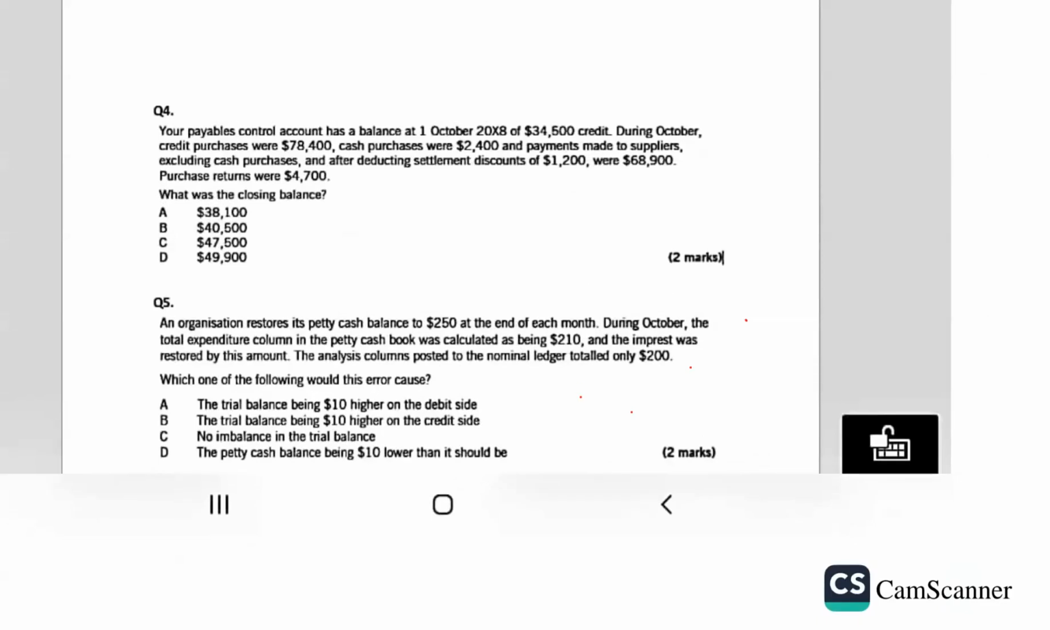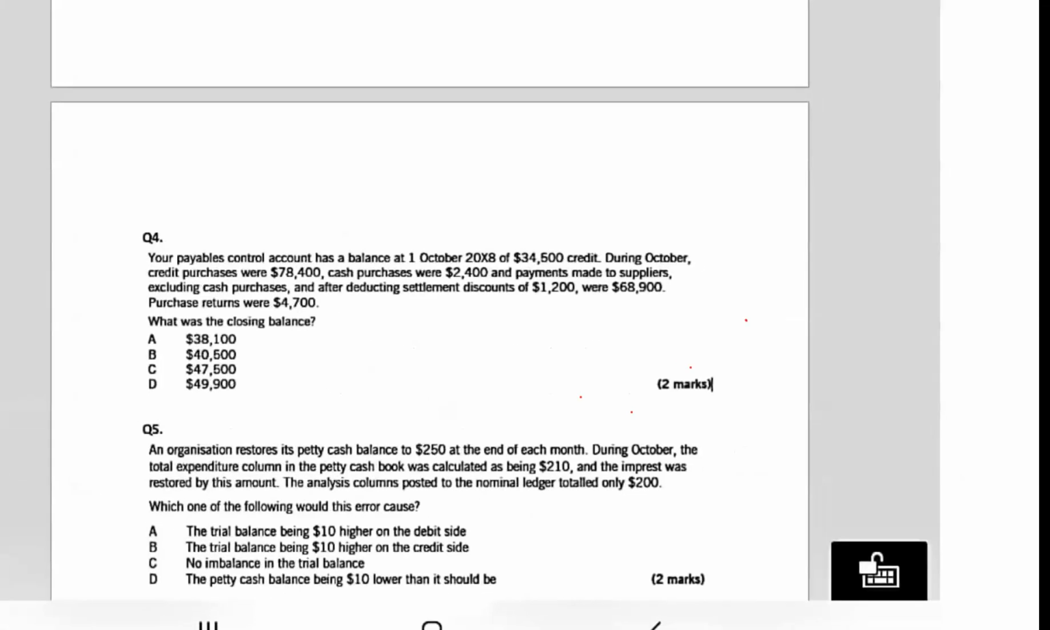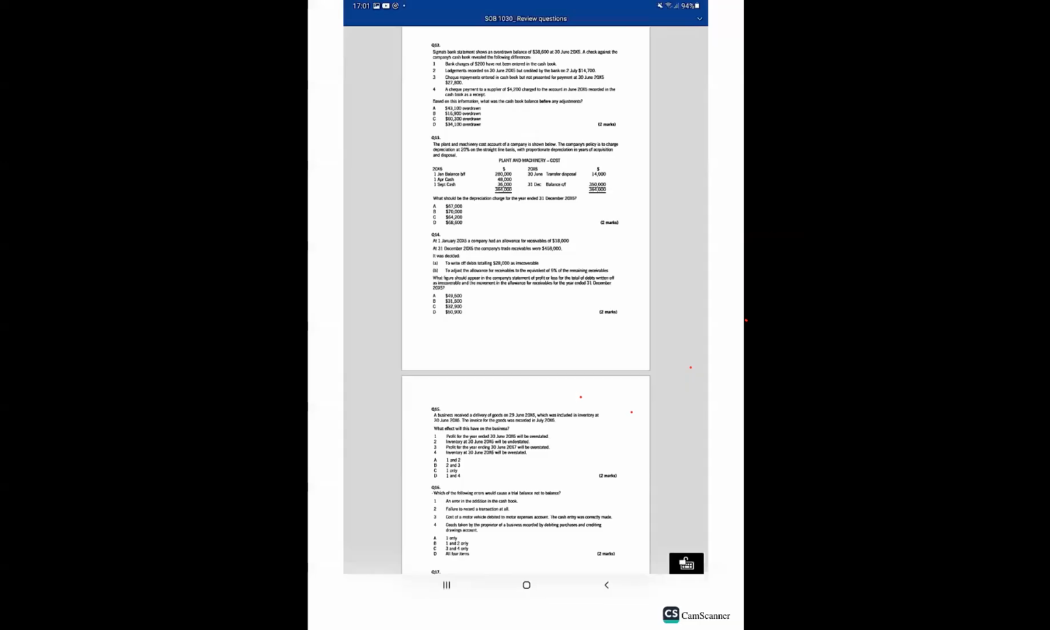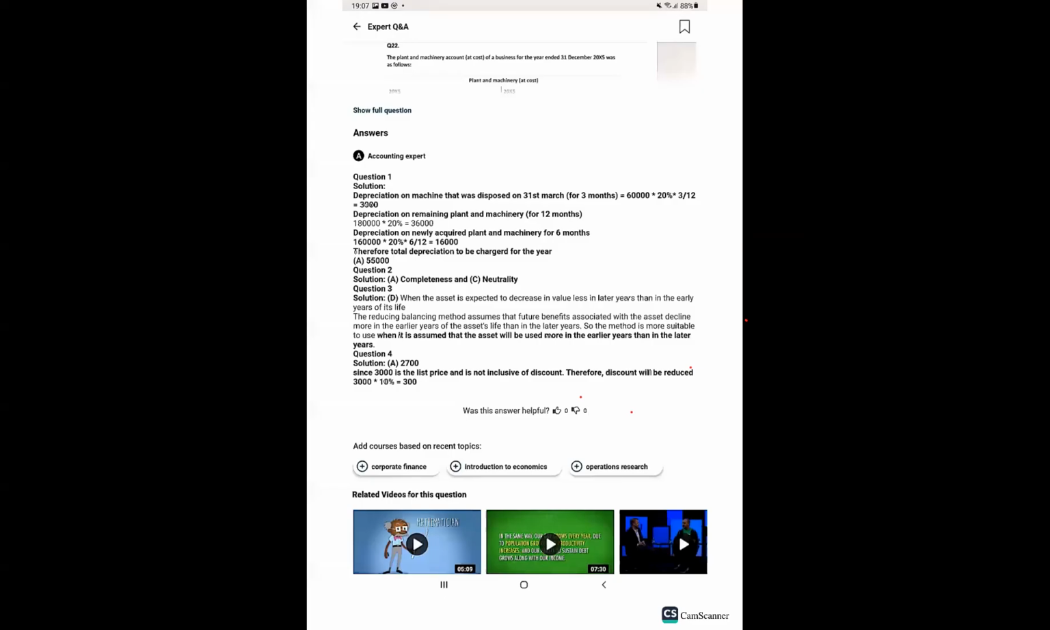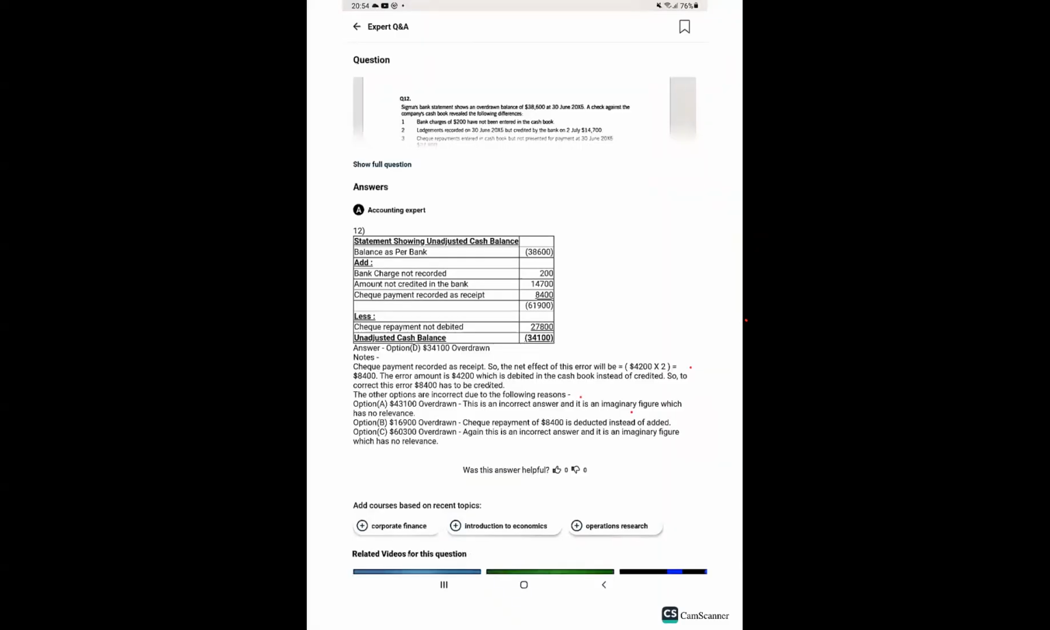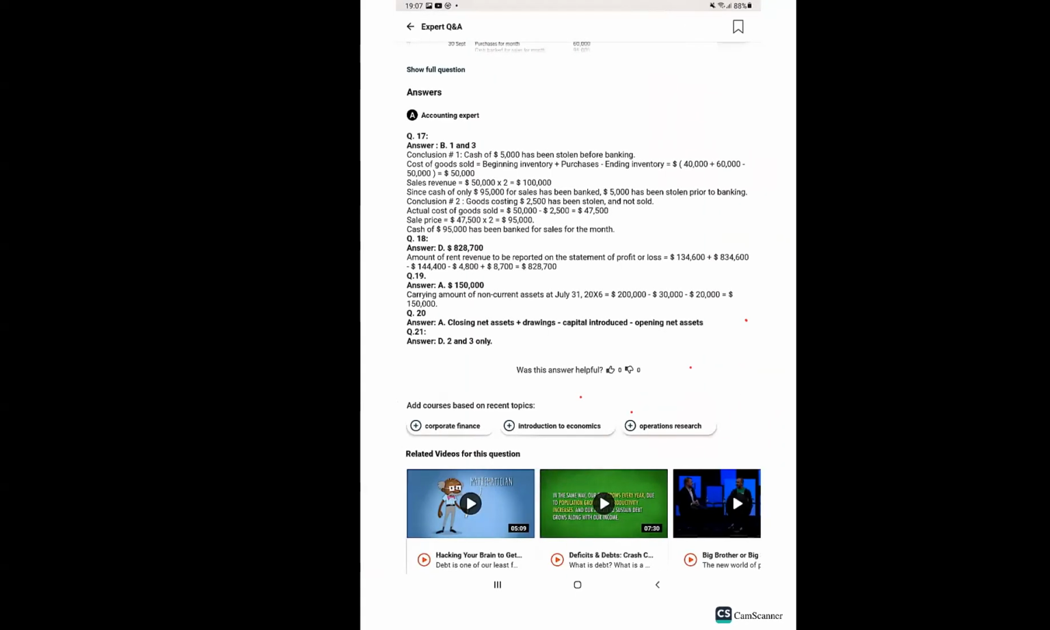Why not B? And why not A? Let's start from why not A. Because it's not affecting the petty cash. It's not affecting the trial balance. Okay. It is not affecting the trial balance.